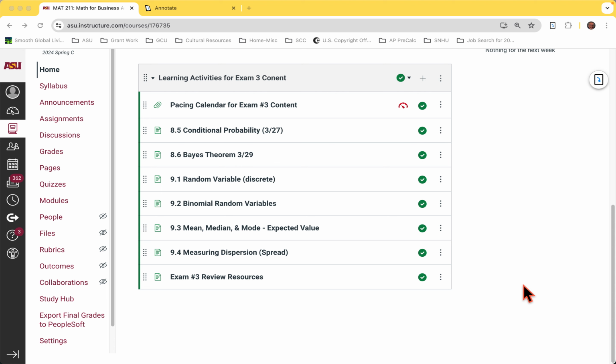It's 9.4, measuring dispersion, spread, standard deviation. So you may have seen this in a high school class or any type of statistics class if you've ever taken it. Its calculations are pretty straightforward, so we'll go through those. You can also use a graphing calculator. I'll show you how to do that, put in the data. But we're also, again, dealing with the probability.